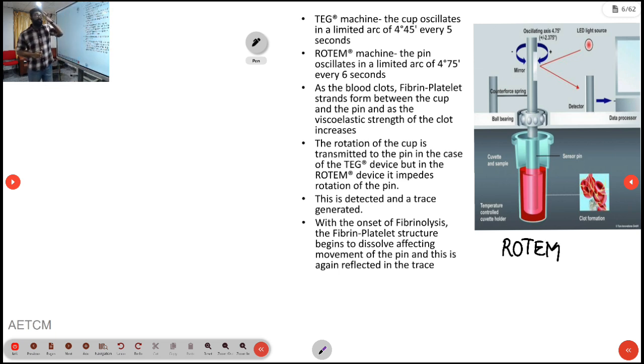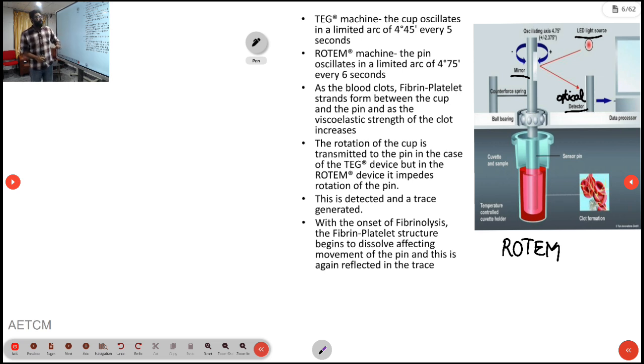So ROTEM is also based on an initial LED light source, and there will be a reflection through the mirror, and then there is a presence of a detector, which is an optical detector. So this optical detector is what determines the viscoelastic motion in the case of a ROTEM device, and the torsion wire is what determines the viscoelastic motion in the case of a TEG device.